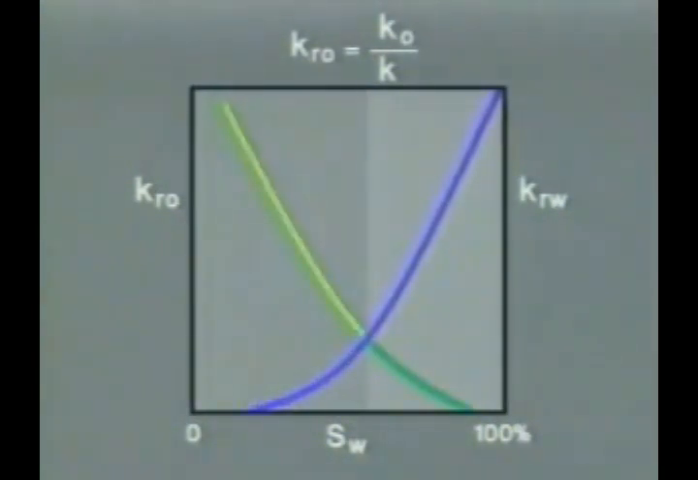The oil flow continues to decrease and the water flow to increase as water saturation increases. At some level of water saturation, oil no longer flows and only water flows. Beyond this point, as water saturation increases, the flow of water within the rock continues to increase.